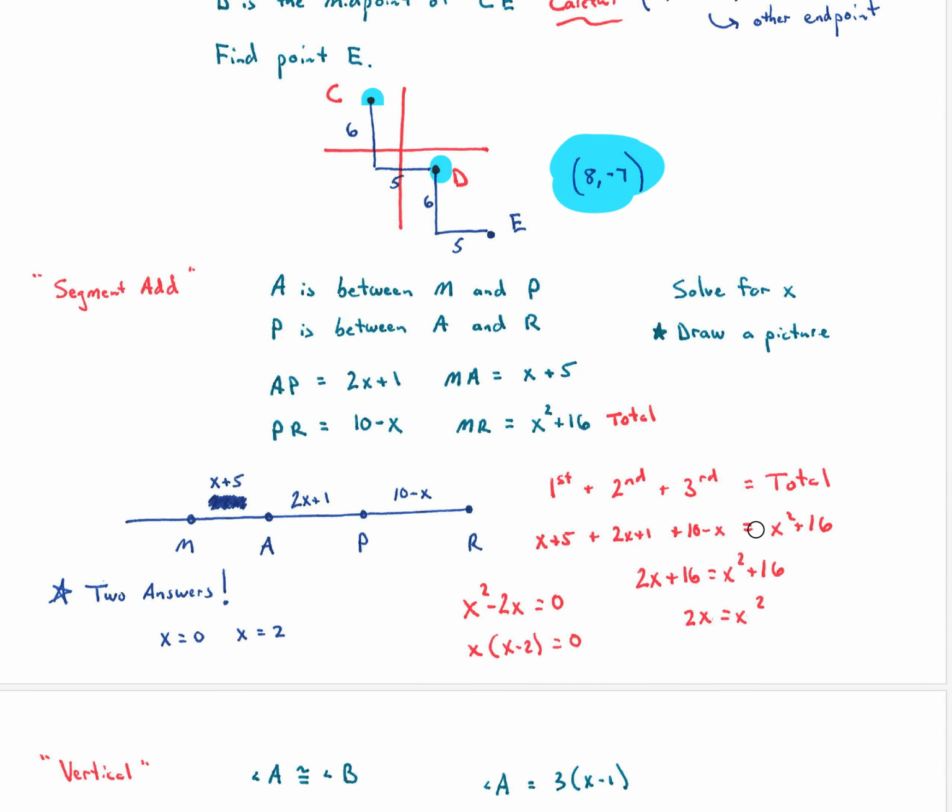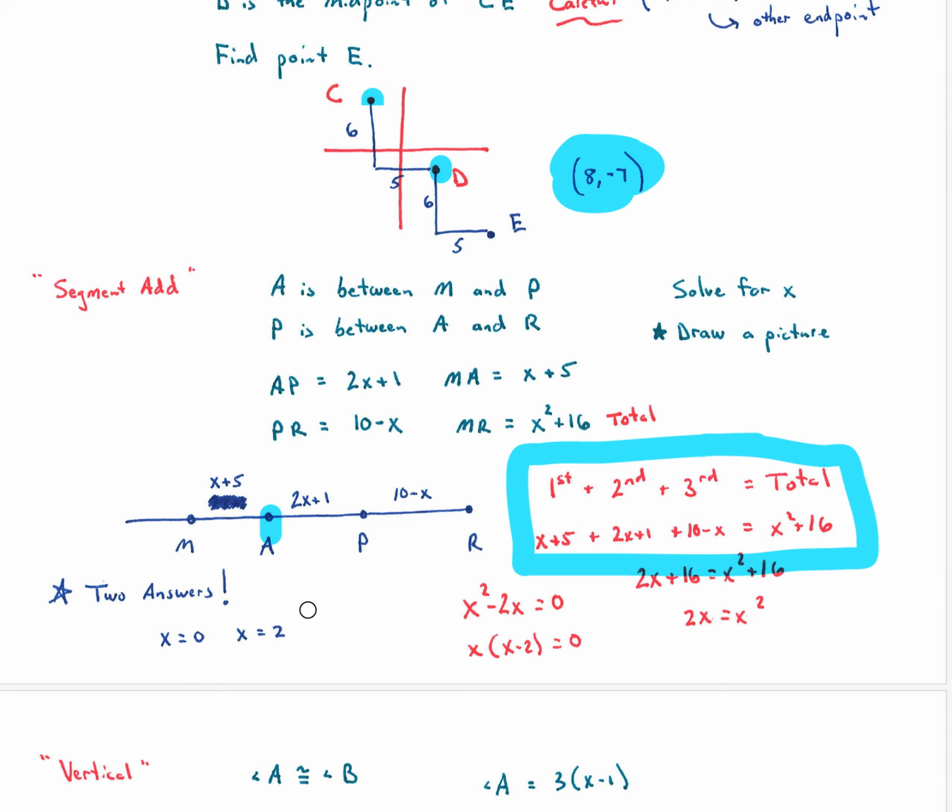This one you don't have to do because this requires a quadratic, but the setup you should be able to do. So what I'm asking you to do is you should be able to handle this part. And so what you have to do is first you're going to draw a picture. And I think there's actually two answers to this, but we won't have to worry about that. A is between M and P. P is between A and R. And then I give you AP, MA, and PR, and MR.